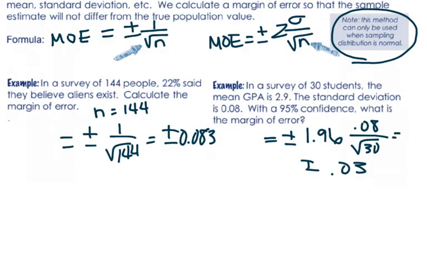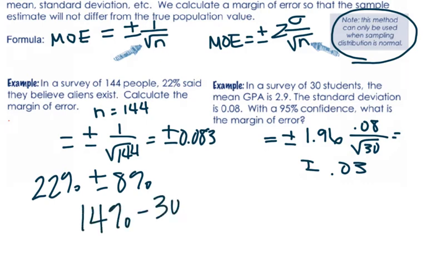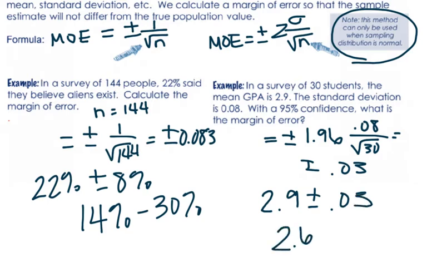Alright, so here's what it's actually saying. In the first one, we calculate that 22% said they believe aliens exist. But we're going to add plus or minus 8%, because that's your margin of error. So the true population would be between 14% to 30% actually believe that aliens exist. That's what a margin of error does. And in the second example, we had the GPA was 2.9, but we found the margin of error to be 0.3. So the entire true population would be between 2.6 and 3.2.